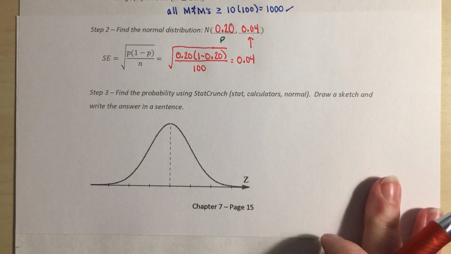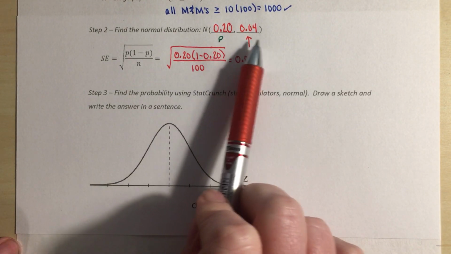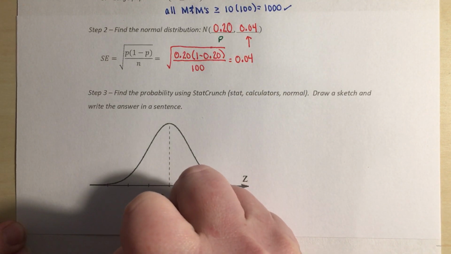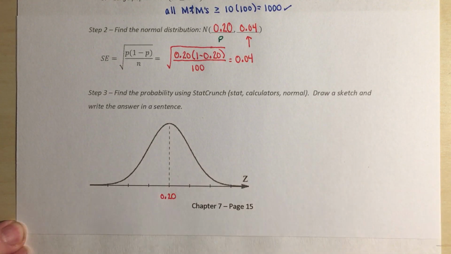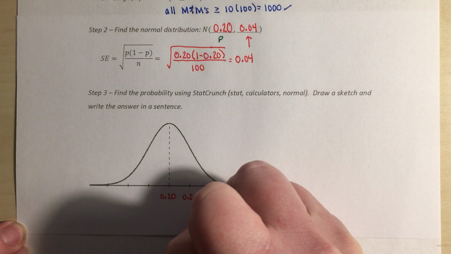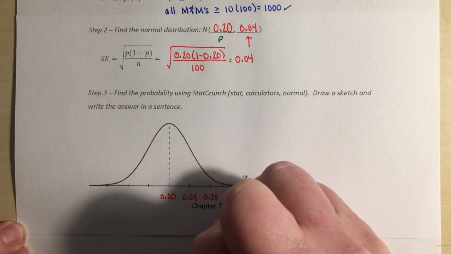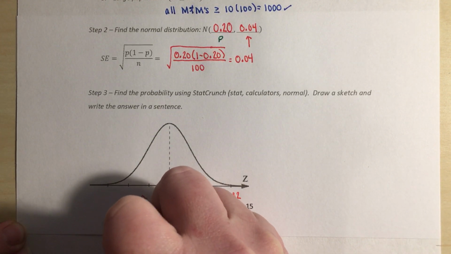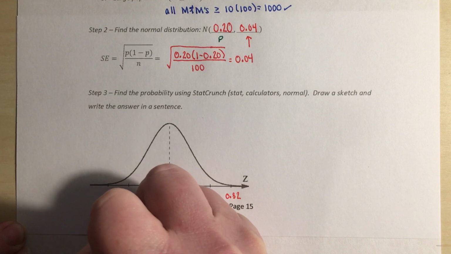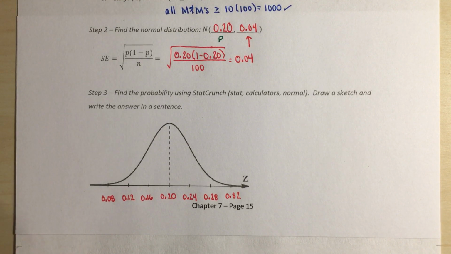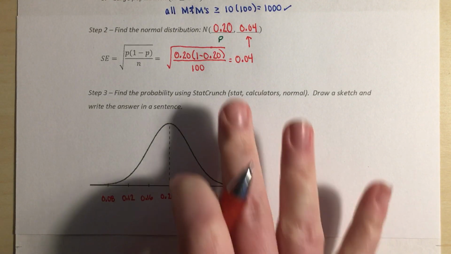So I'm going to take my mean and my standard deviation, or standard error, from step 2 to label my curve here. So my mean was 20%, so 0.20. And then I'm going to add 0.04 as I go to the right. So I'm going to get 0.24, 0.28, 0.32. And then I'm going to go back here and I'm going to subtract 0.04 to go the other direction. 0.16, 0.12, 0.08.